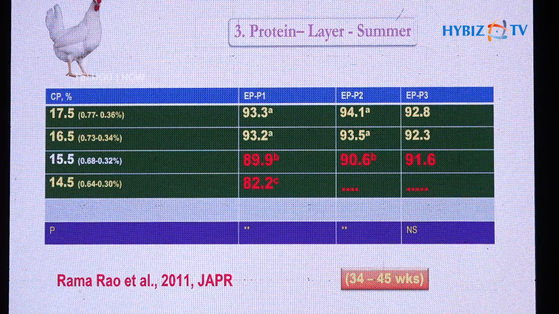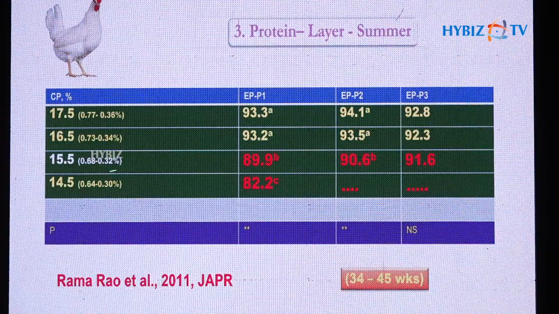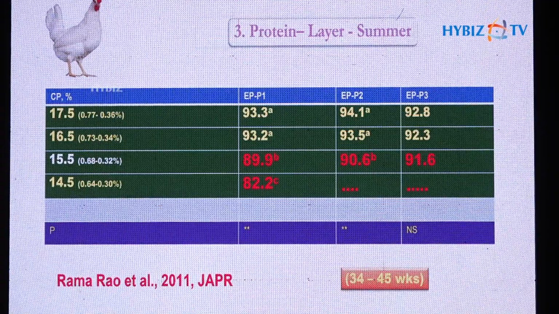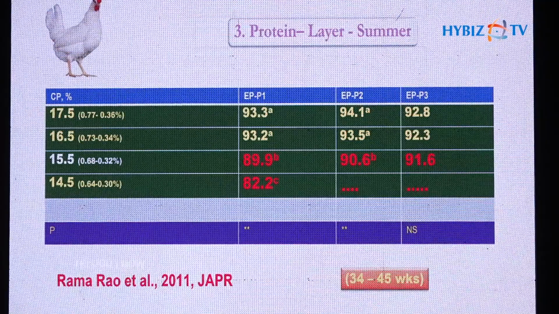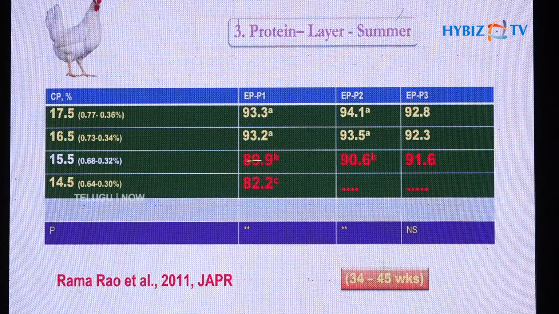Here the primary reason was there was a significant reduction in the feed intake during the summer season, where the average feed intake during the season was around 83 grams. So 83 grams into 14% is coming to less than 11%. So that may not be adequate, not only for production, even for the sustainability and survivability of the bird. So even 15% is also not adequate.